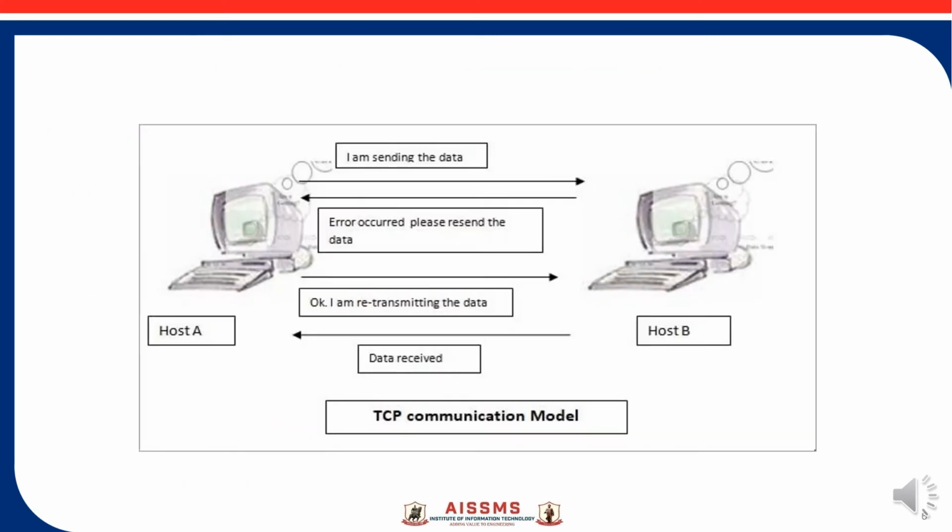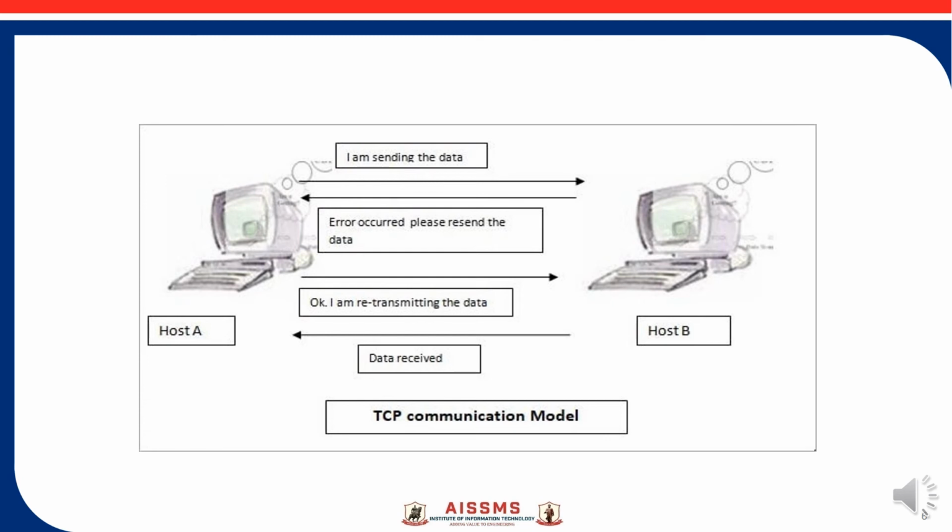So what are the advantages of TCP communication? It provides you reliable communication with the help of error recovery and retransmission facility. We can illustrate the TCP communication in the simplest way with the help of this figure. For example, here we assume that host A is a sender and host B is a receiver. Host A sends some message, for example, I am sending the data. Host B will respond that an error occurred, please resend the data.